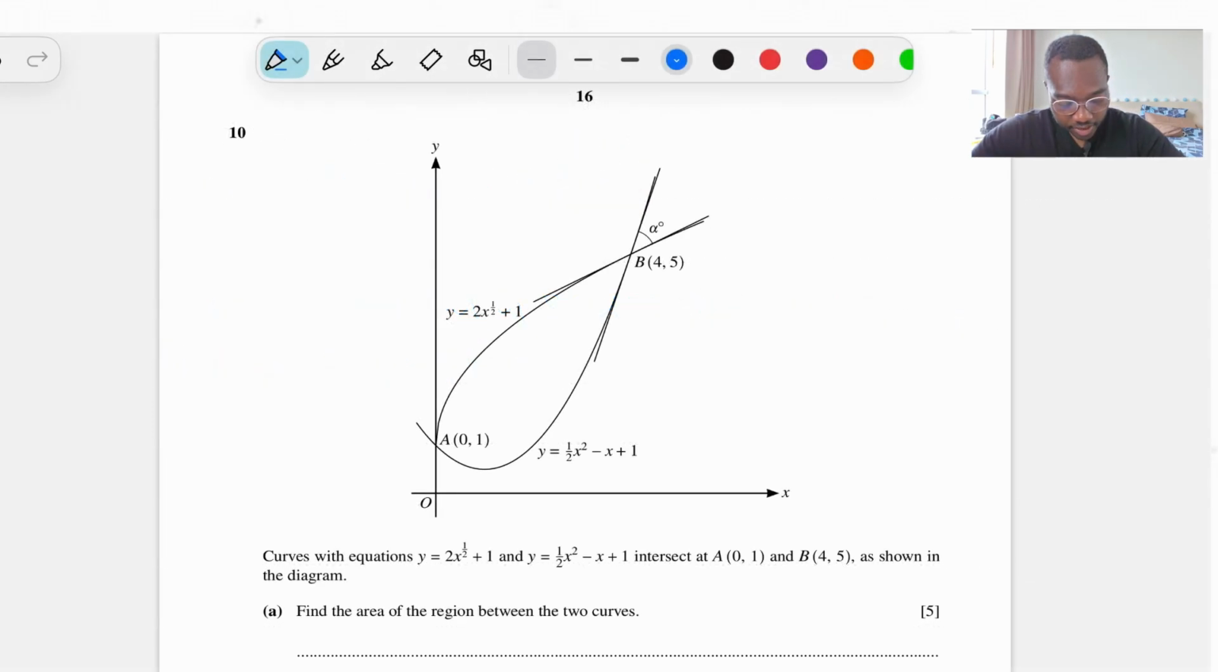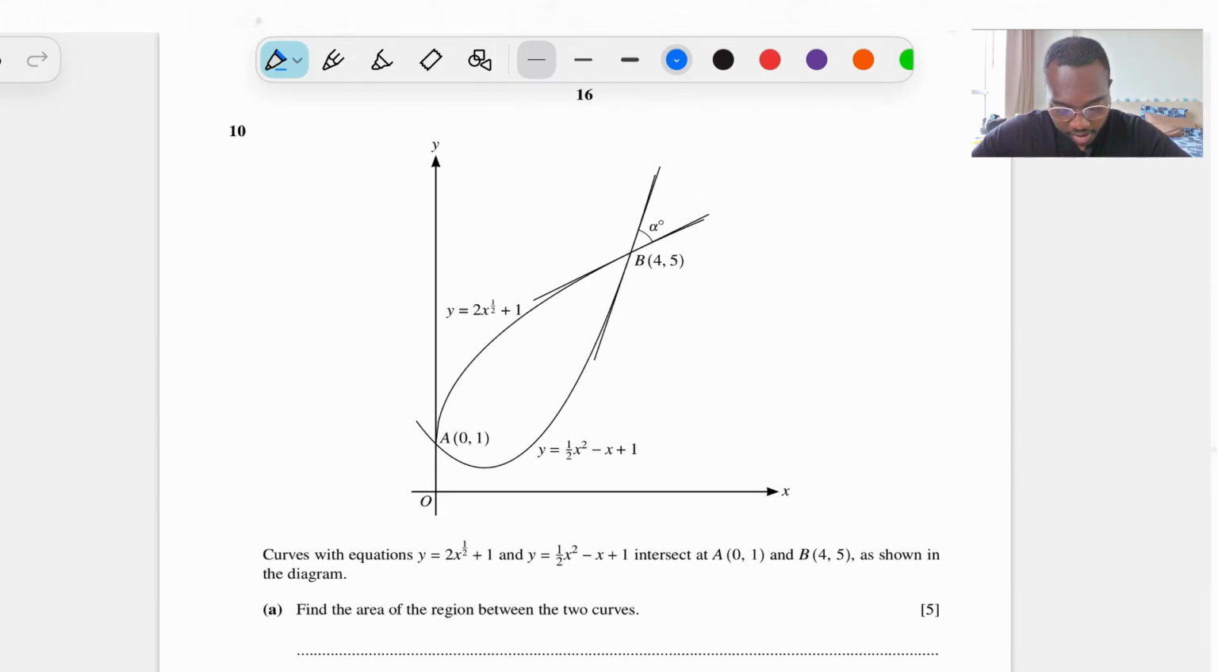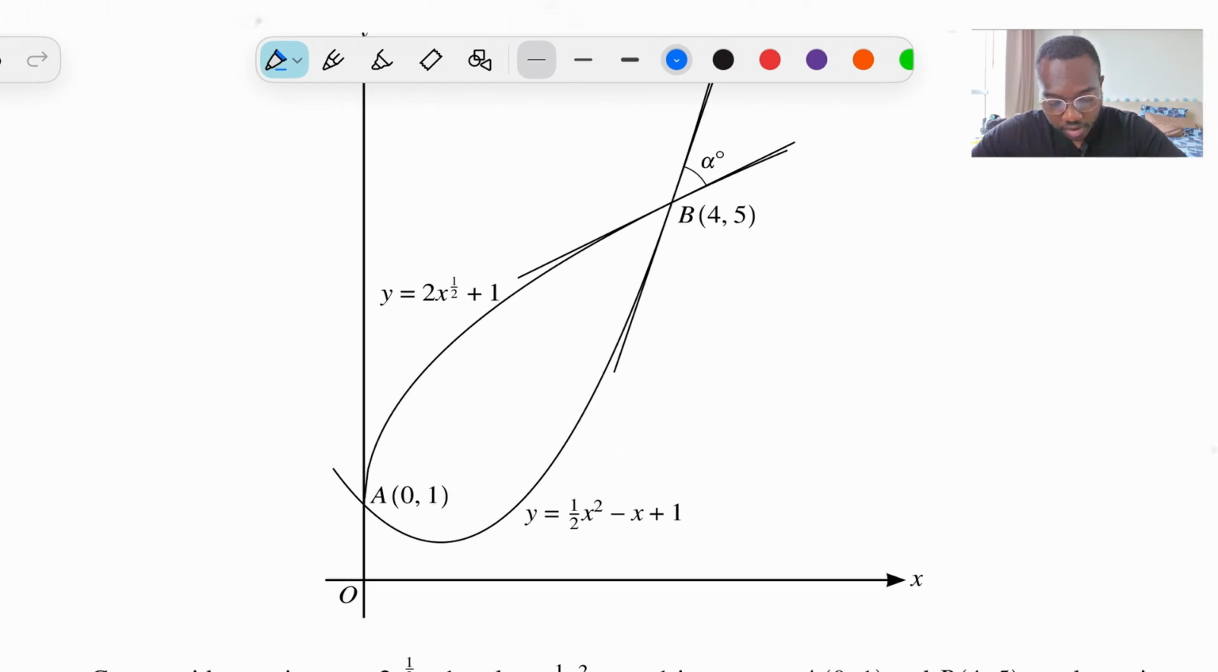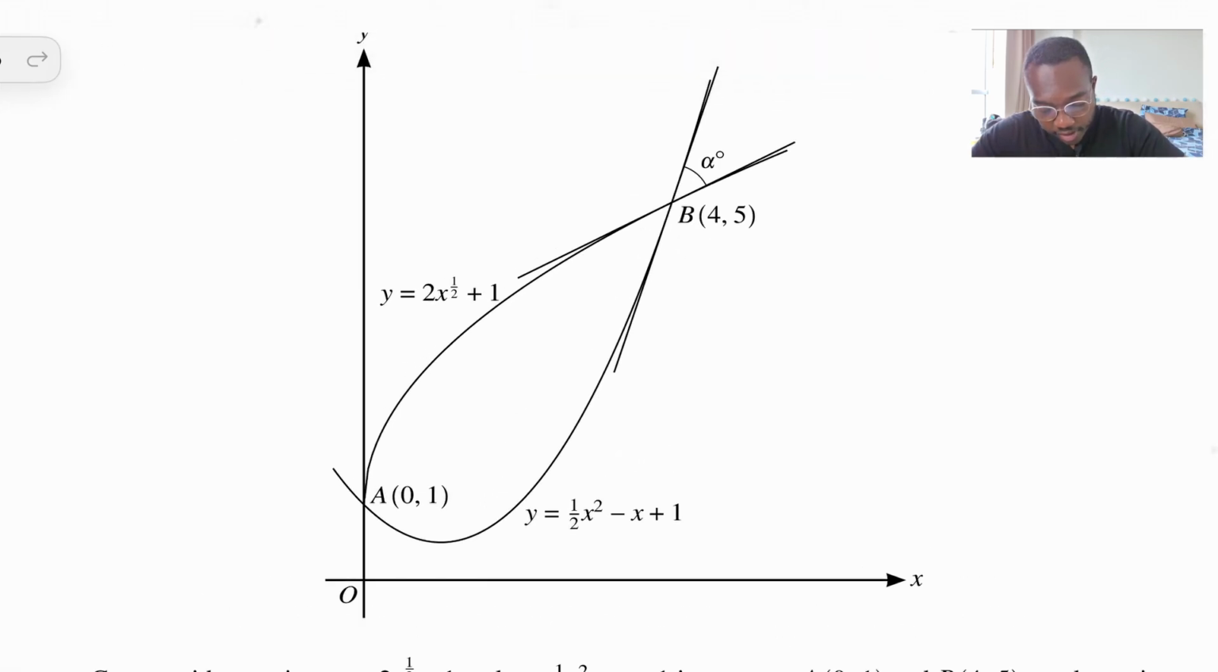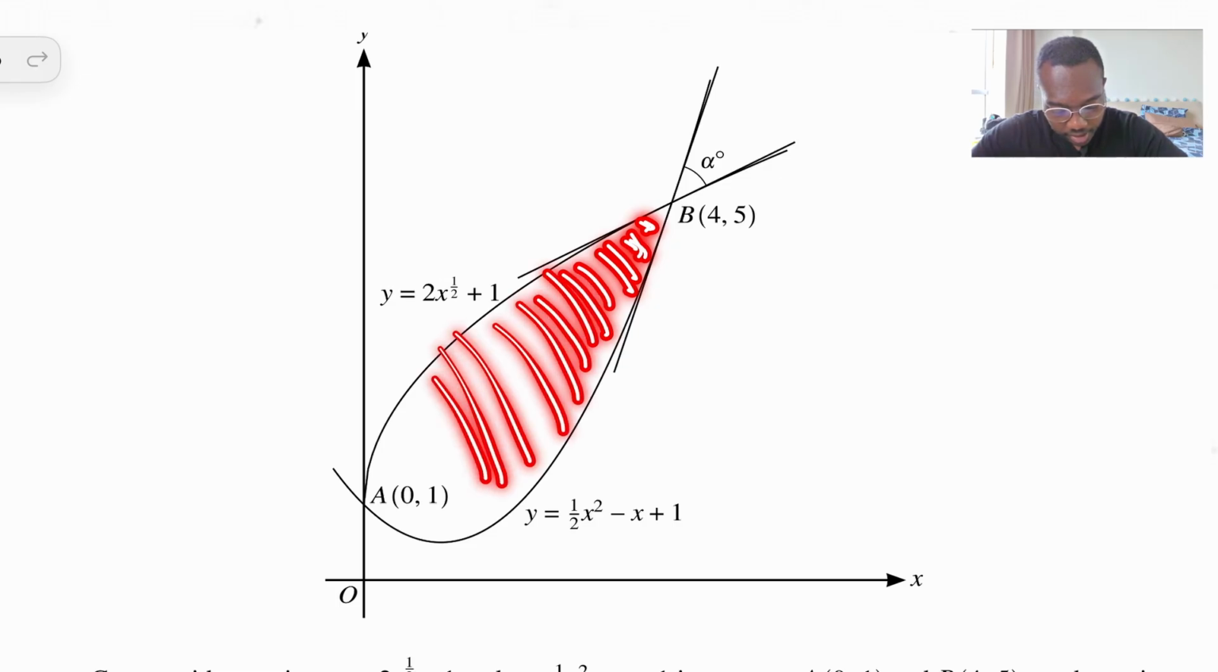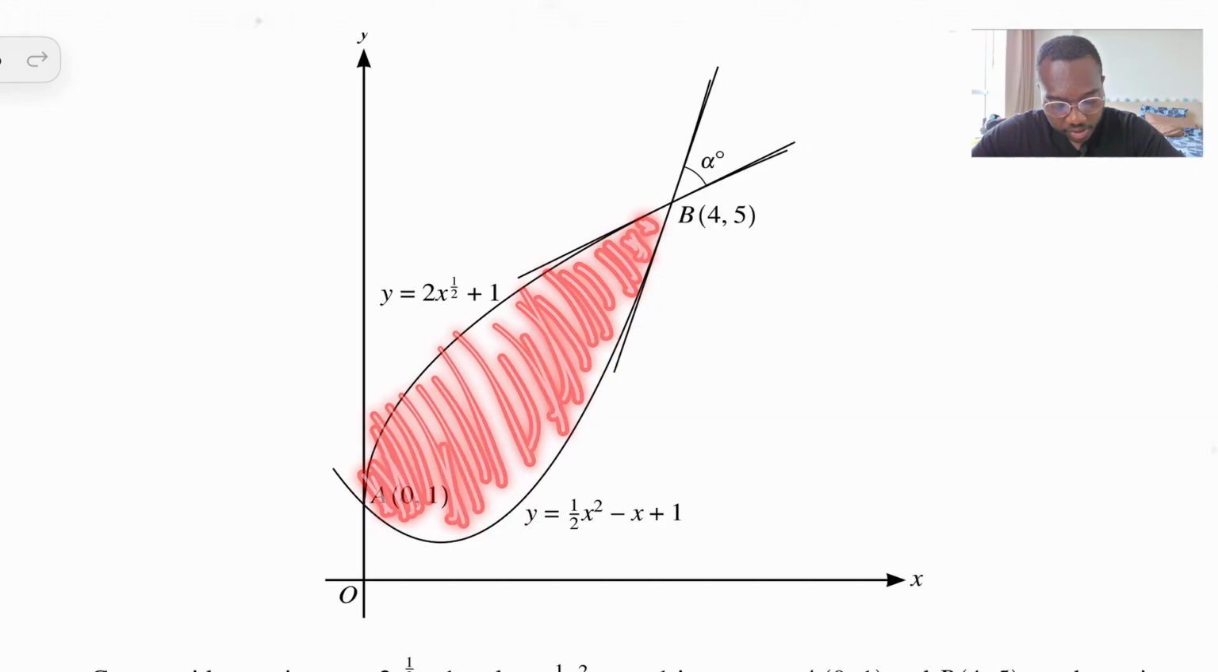Okay, question 10. We've got these two curves, y equals 2x to the half plus 1, and y equals a half x squared minus x plus 1. It says they intersect at A, which is 0, 1, and B, which is 4, 5. Find the area of the region between the two curves. So fairly simple, we need to find this area here. At first glance, this may be a bit difficult. You may be wondering, how do we do that?